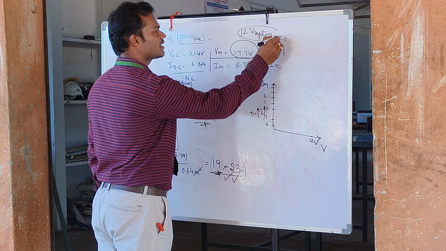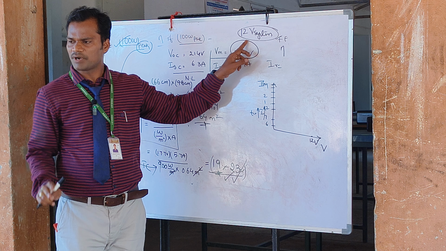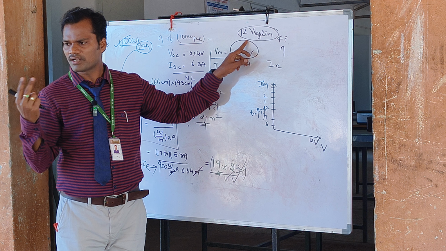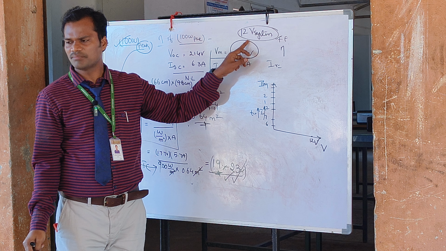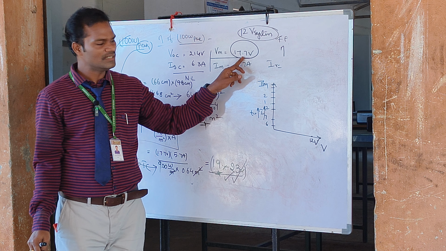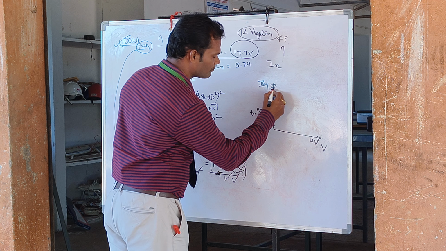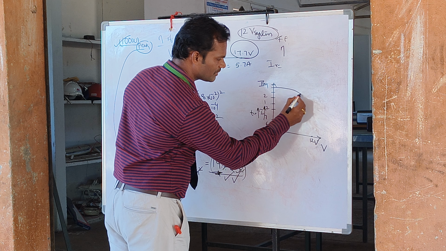Already I told you in the class, the solar panel exists in two systems, either a 12 volt system, a 24 volt system or a 48 volt system. This is in which system? 12 volt system. That's why this ranges at 17.7 volts. Now let's try to plot it. When you plot the graph joining all this, we'll do this experiment in the next class.